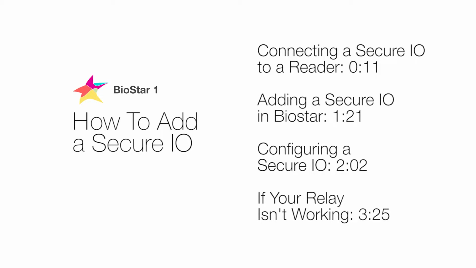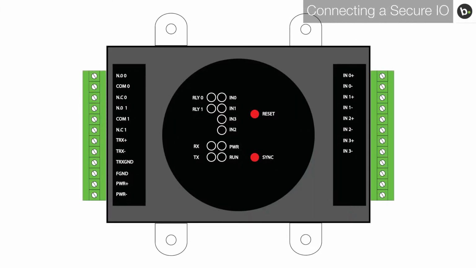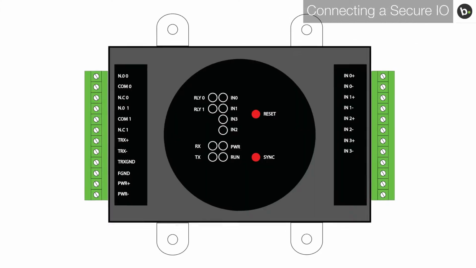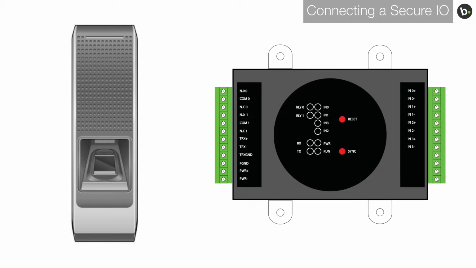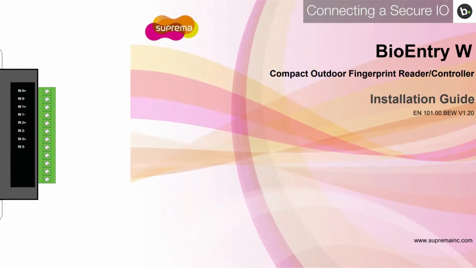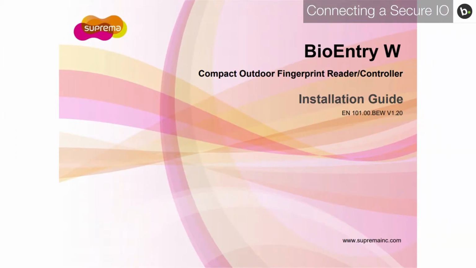We'll be going over how to connect a secure I/O to a reader, as well as add and configure it in BioStar 1. You'll first want to connect your secure I/O to your reader. To determine which wires from your reader to use, please refer to the reader's installation guide. Links to installation guides can be found in the description. For example, I'm using a BioEntry W.